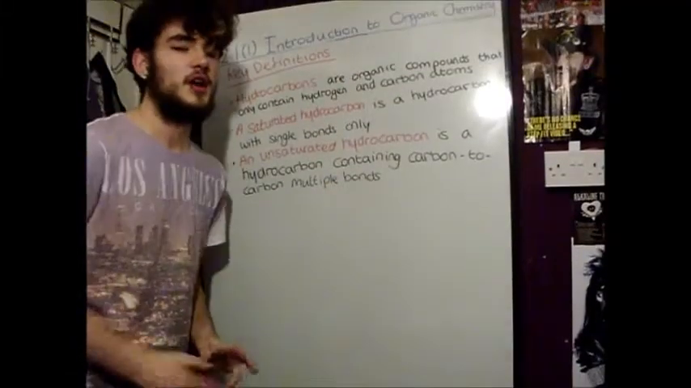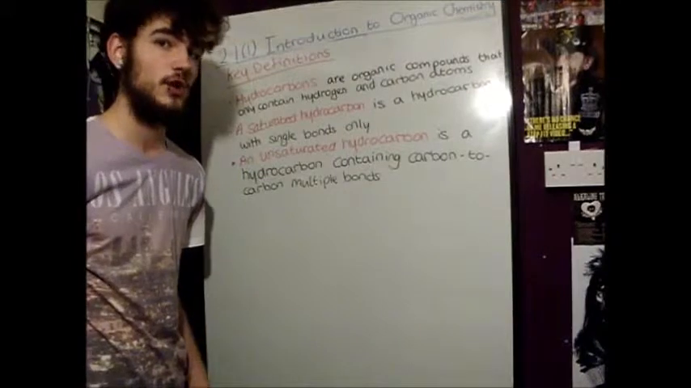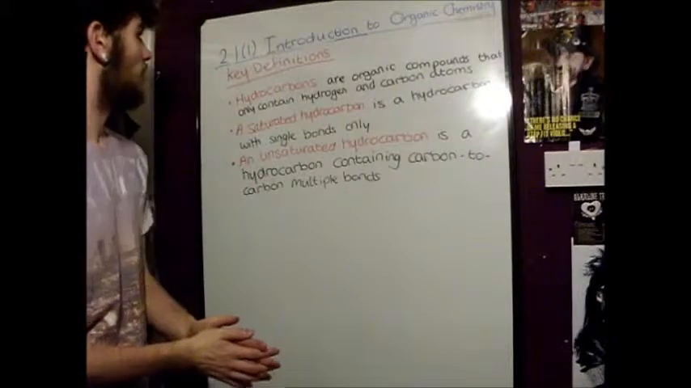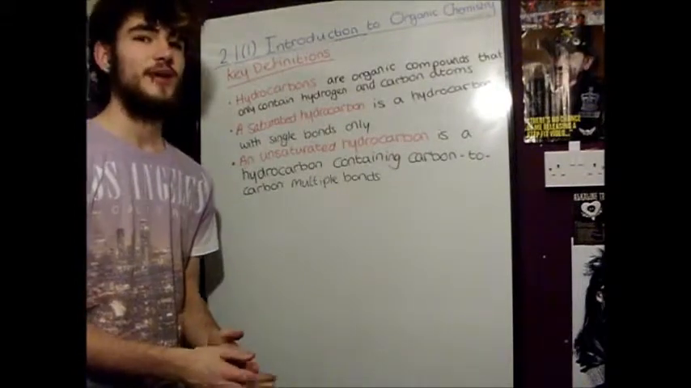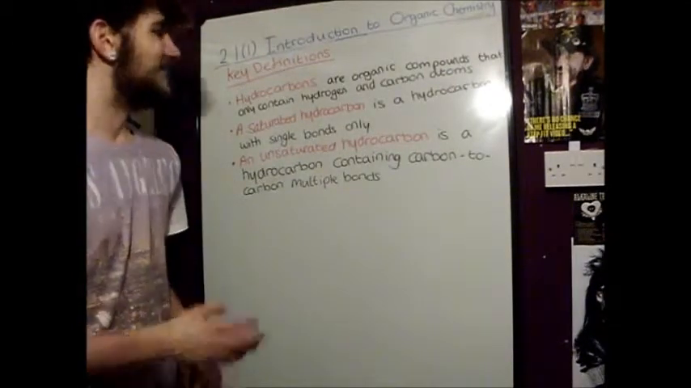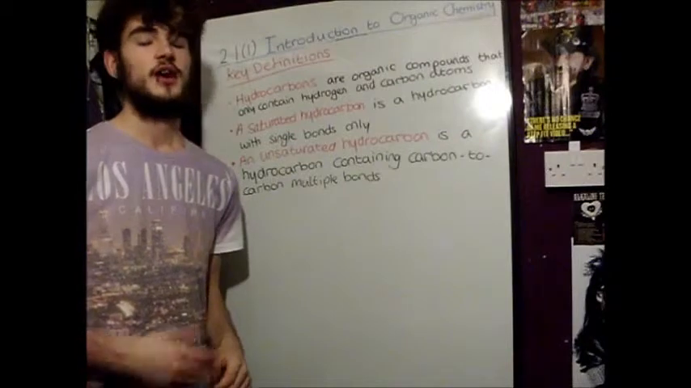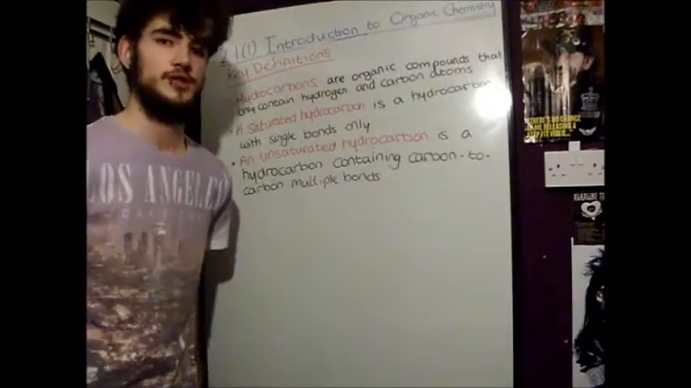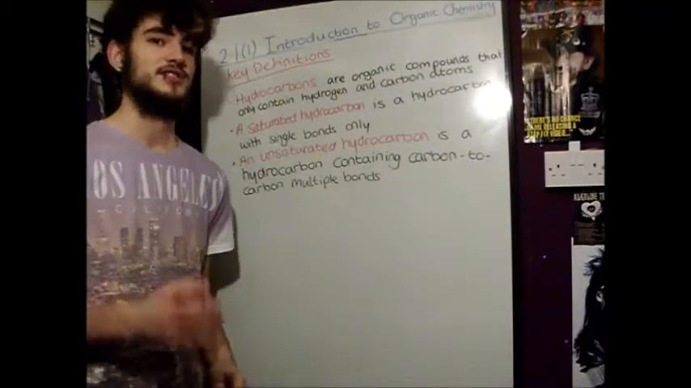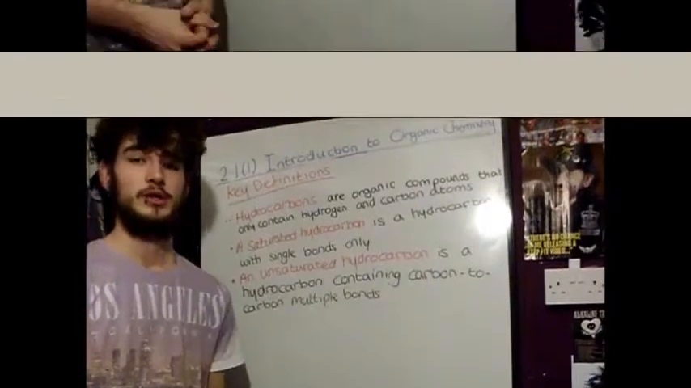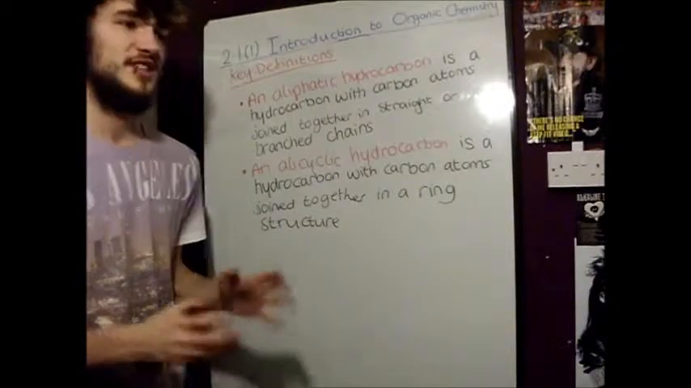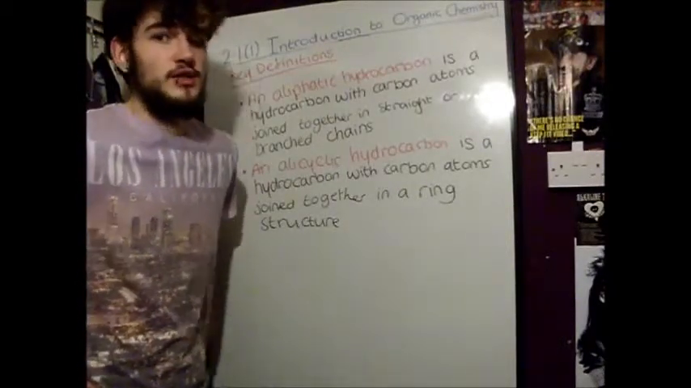It's the end of the video, and we're going to go through the key definitions that are in this topic, and there's quite a few of them in this chapter. Hydrocarbons are organic compounds that only contain carbon and hydrogen. A saturated hydrocarbon is a hydrocarbon that only has single bonds. An unsaturated hydrocarbon is a hydrocarbon that contains carbon-to-carbon multiple bonds, like double and triple bonds. An aliphatic hydrocarbon is a hydrocarbon with carbon atoms joined together in straight or branched chains.